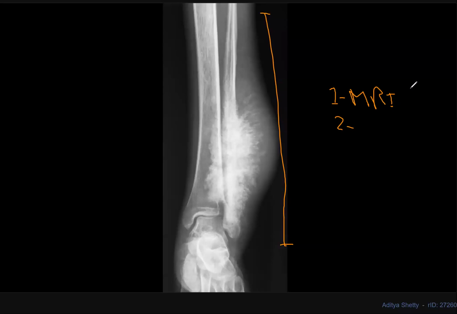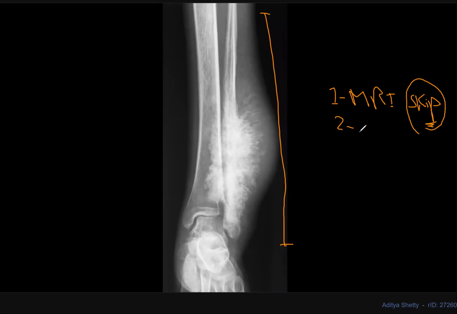All bone lesions should be imaged, including the joint above and below. Why? To see other lesions in the bone. Skip lesions. Buzzword here: skip lesions. The examiner wants to hear it.